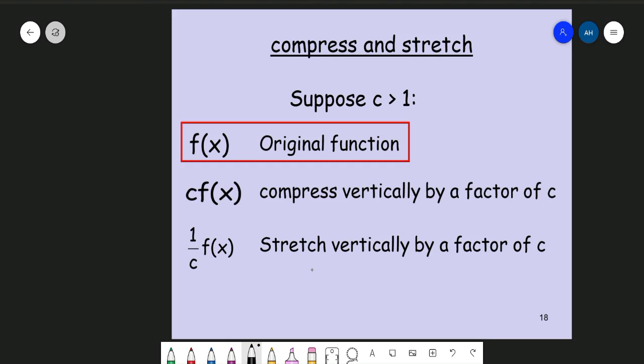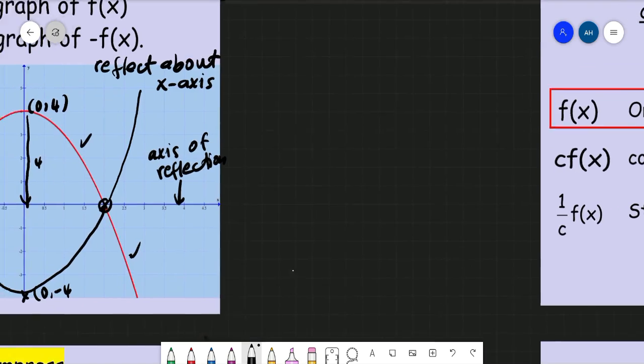Now that's compressing. Now for stretching, what we can do is multiply the function f by 1 over c. Since c is greater than 1, 1 over c will be less than 1, meaning this will be a small number less than 1. If we multiply a function by a number less than 1, the graph will stretch, meaning the graph gets bigger. Compress means the graph gets smaller. Okay, we will see some examples related to compressing and stretching.